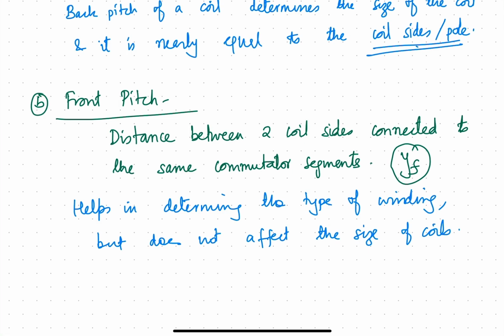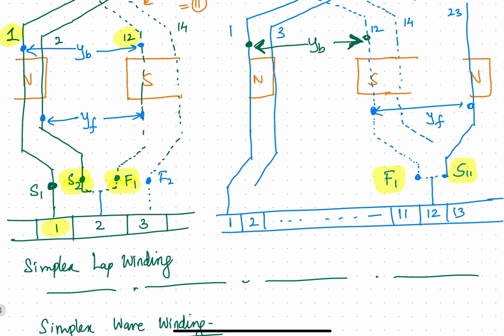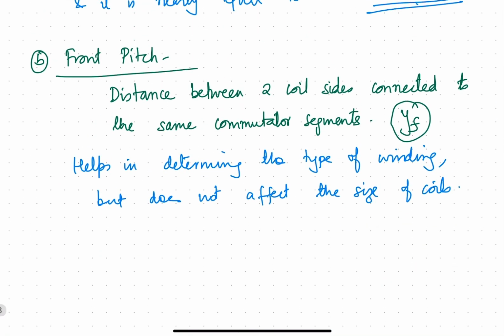Okay, so if you are given a certain winding arrangement, I think you will be able to calculate the front pitch with ease. If you are given the nature of the coil, the nature of the winding, and you are asked to calculate the front pitch and the back pitch, I think you can easily find it out. Okay, so this is about it for the front and back pitch.